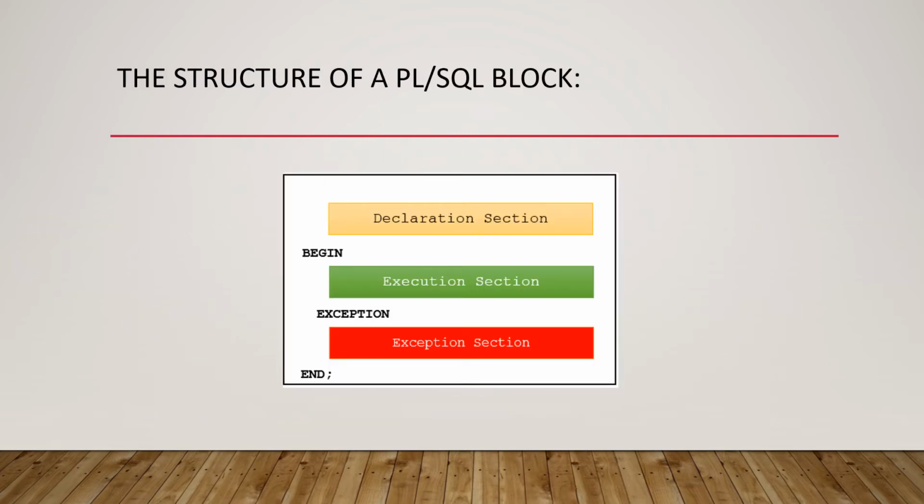Here is the diagrammatic representation of the block structure of PL/SQL. As I have mentioned, we have three sections in any PL/SQL block: declaration section, execution section, and exception handling section. Here the declaration section is a separate one. This section is mainly used to declare variables. The execution section and exception section should be inside begin and end statements. This is like open and close brackets.